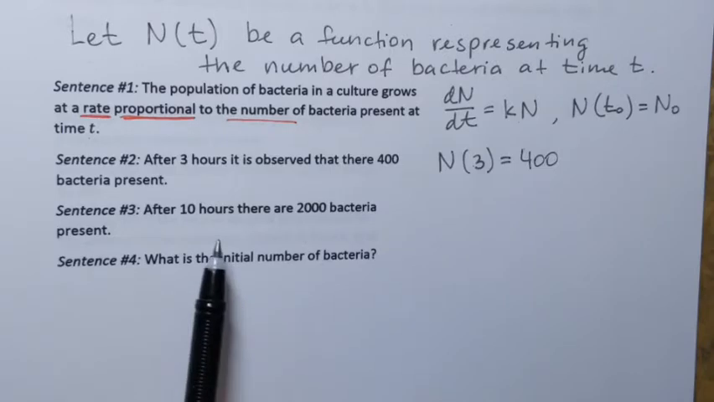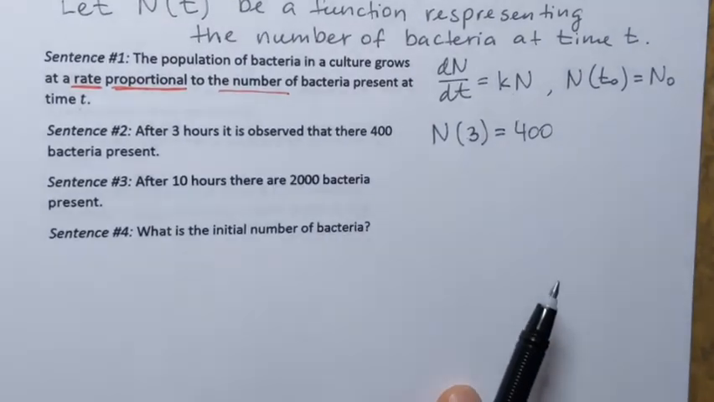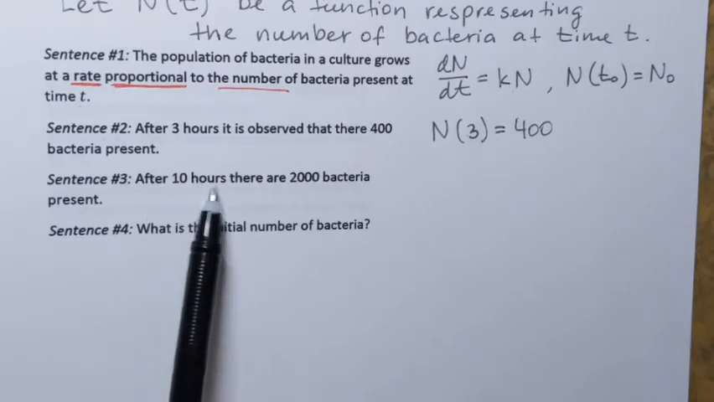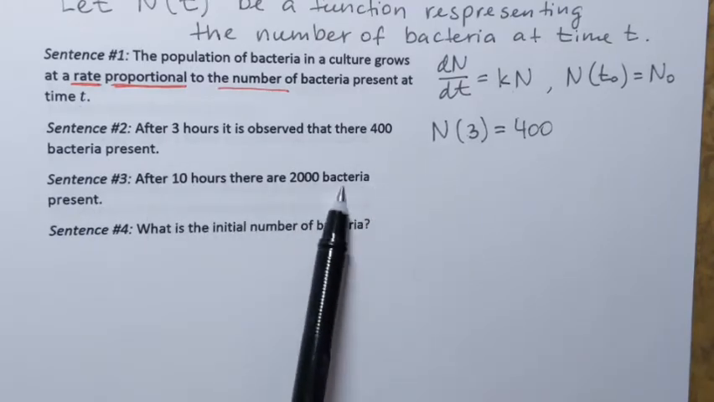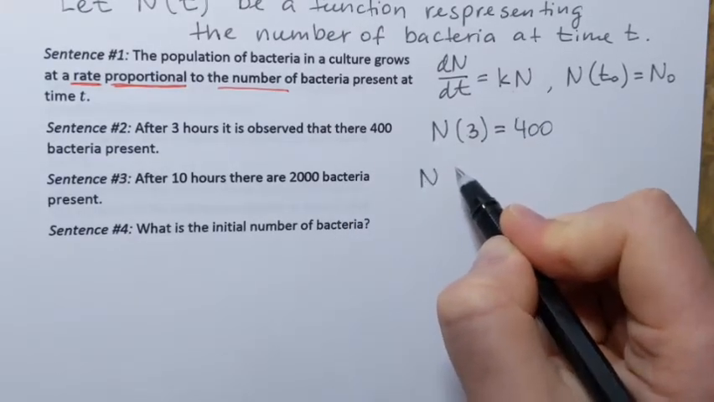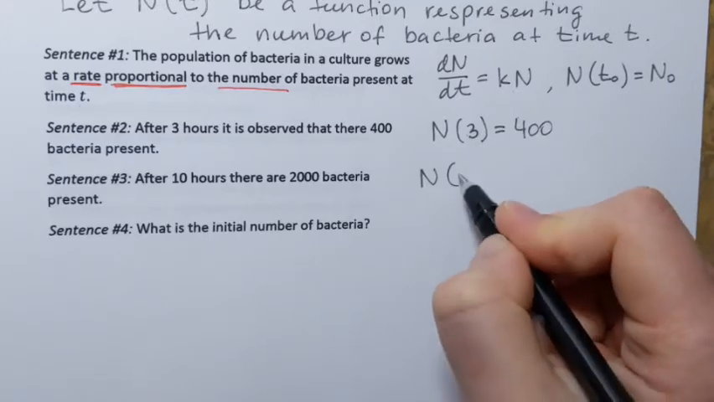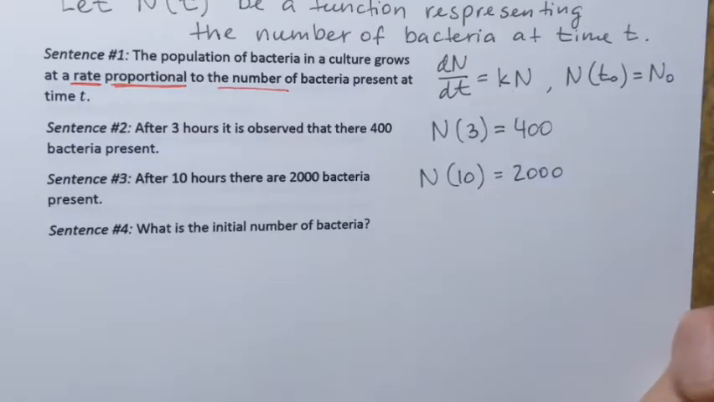right? Now, if we read the third sentence, you'll see that it's pretty much the same idea, right? After 10 hours, there are 2,000 bacteria present. So how will we translate that into math? Well, you probably can guess right away that it's going to be n of 10 equals 2,000, right?